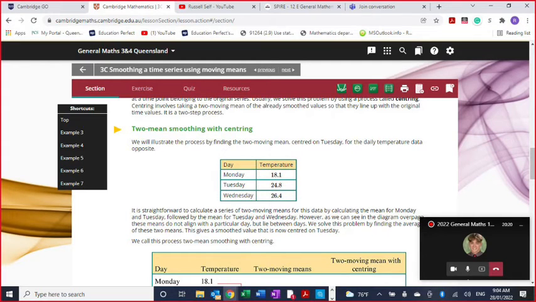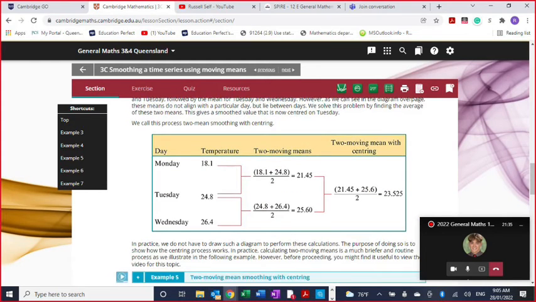It's a little less math in some sides, but more in others. So here we go. We have our 3 days. If I do Monday and Tuesday, you'll see that they just did the mean of those 2 values and gives you 21.45. But that would be the value between 2 values. We don't have a day in there.